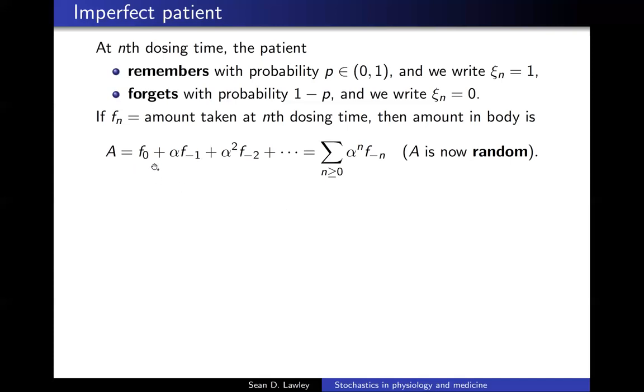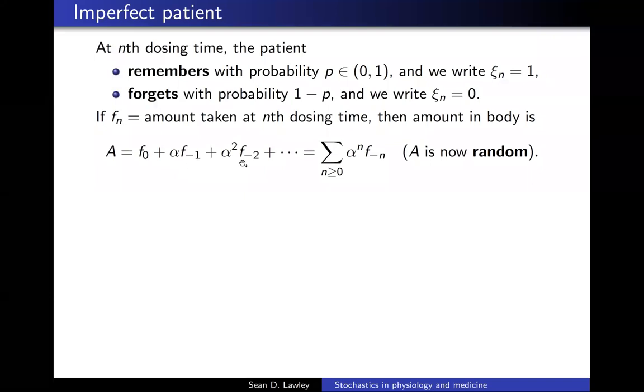So it's useful to index time starting here. The present is time 0, and then you're going backward in time, -1 and -2. And so the way to read this is, sitting here at the present, you have what you just took, f naught, and then what you took at the previous time, f sub -1, that's decayed to alpha.